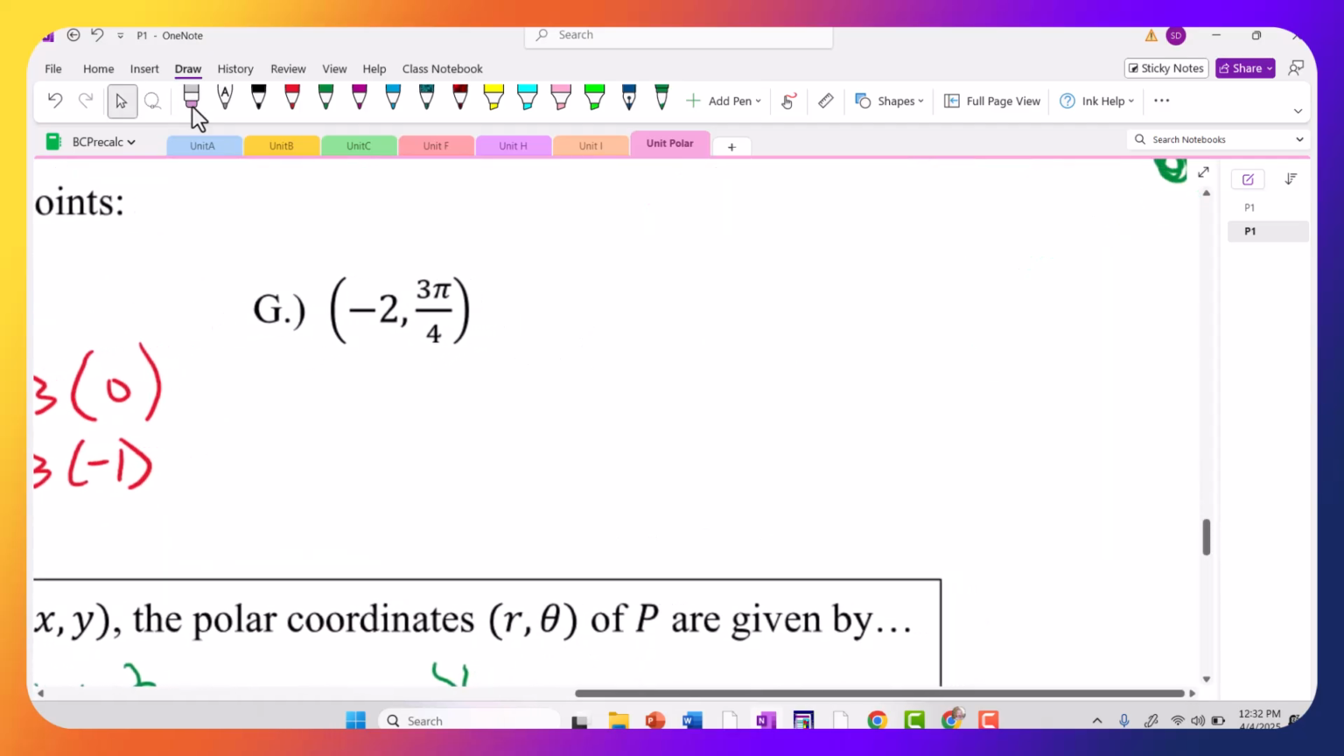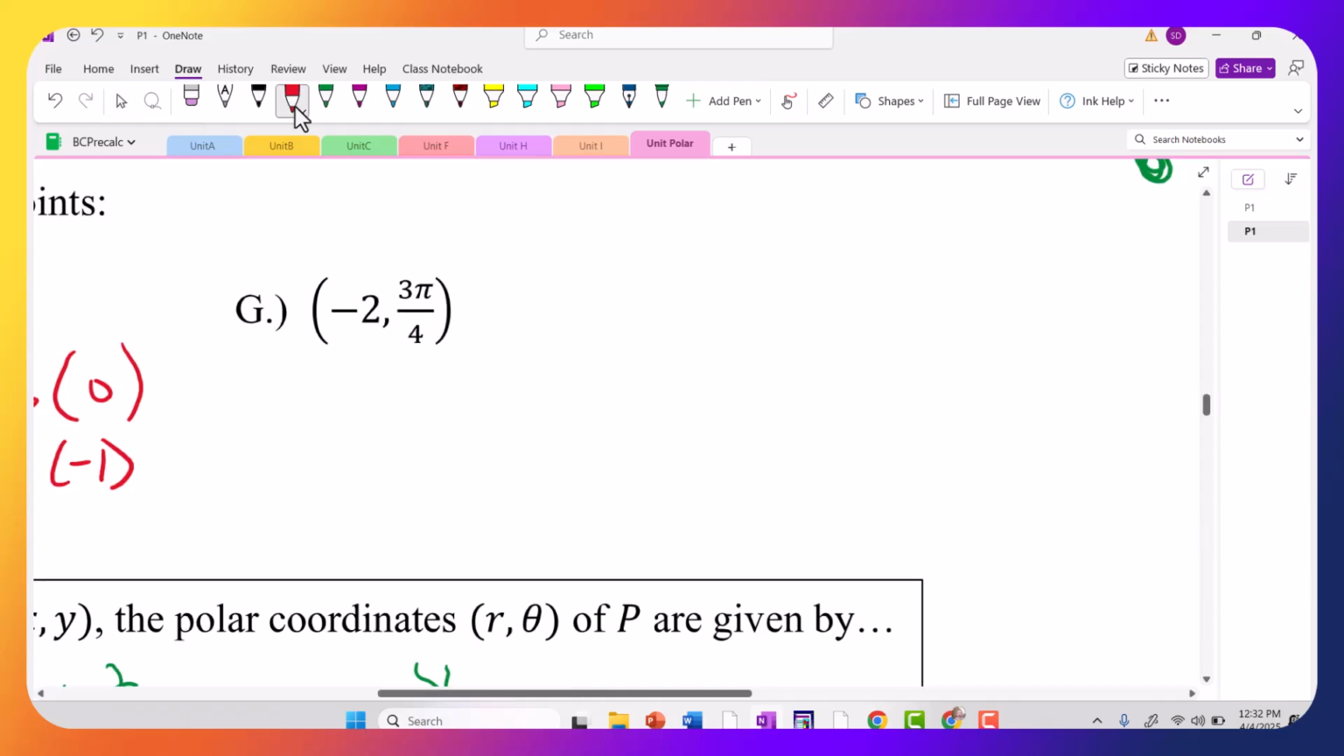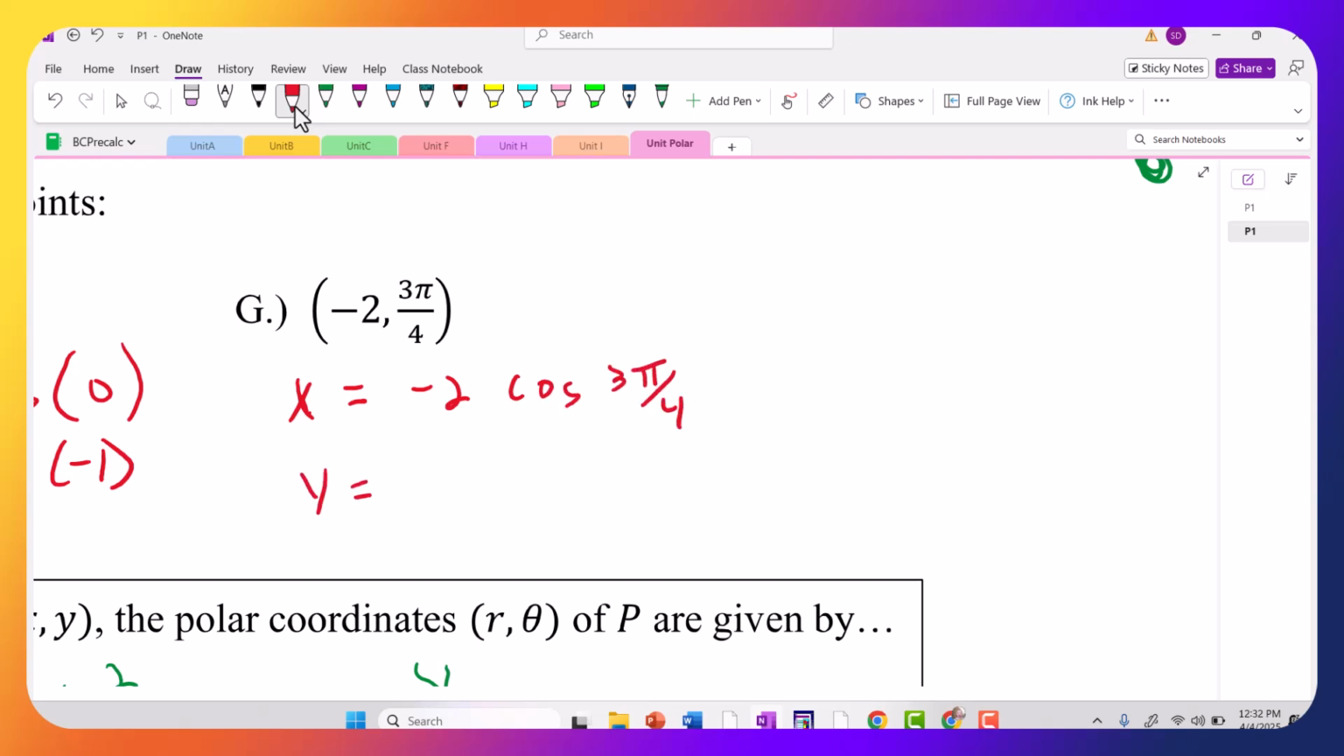All right. So first of all, we got a problem with this. Not really. We're just going to go ahead and plug it in. Let's be robots on this one. So X equals negative 2 cosine 3 pi over 4. Y is negative 2 sine 3 pi over 4. But here's where I get to tell you about what happens with this negative radius, and how it actually graphs.